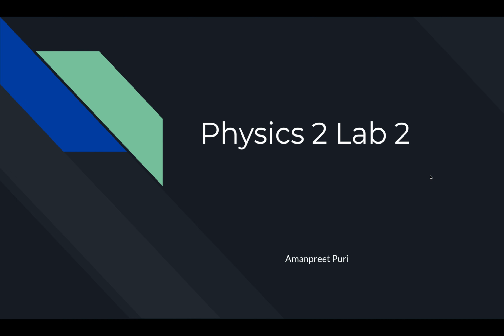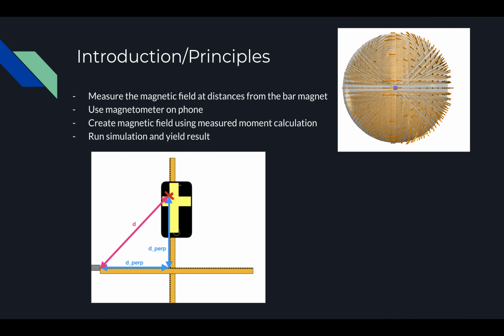Alright, and this is Physics 2, Lab 2. So for introduction and principles, we're going to be measuring the magnetic field at distances from a bar magnet. We're going to do this by using a magnetometer on the phone and then placing the bar magnet in various orientations. And we're going to create a magnetic field in GlowScript using the measured dipole moment calculation. And then we're going to run the simulation and yield a result that we can use.